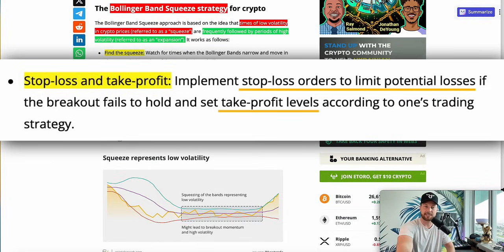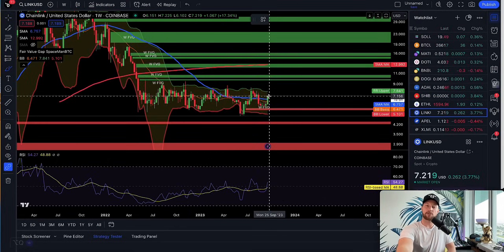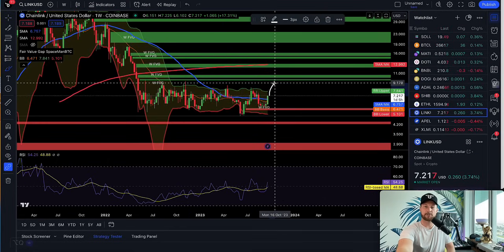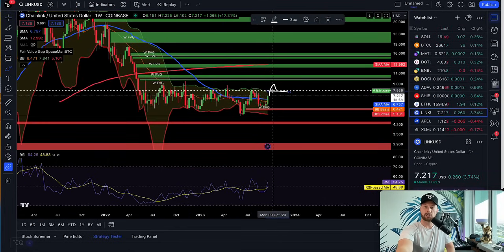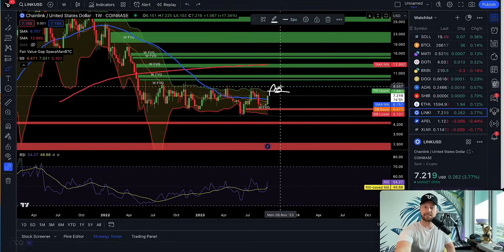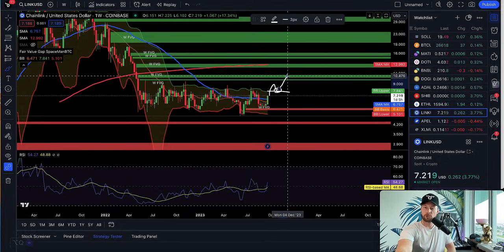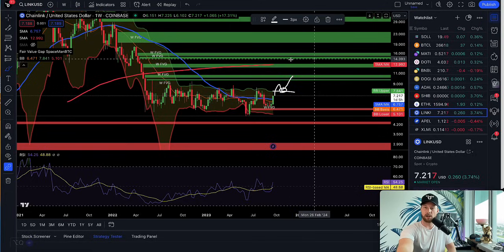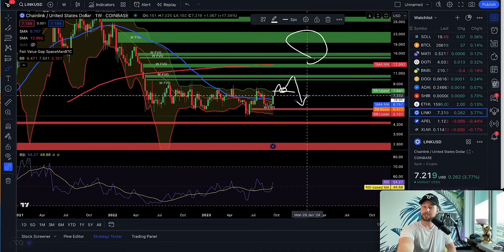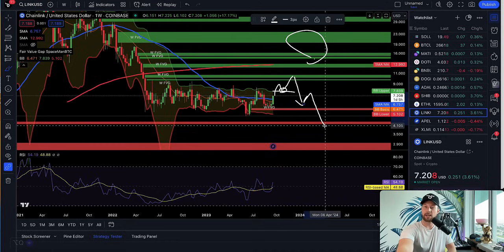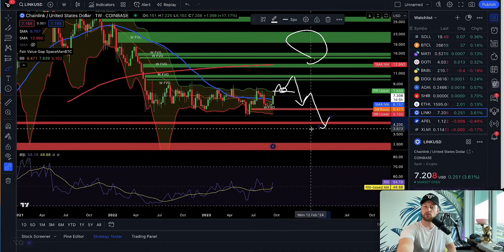So, stop loss and take profit. You implement stop loss orders to limit potential losses if the breakout fails to hold, and set take profit levels according to one's trading strategy. That would be in the case of fakeouts. For example, if Chainlink were to break to the upside of this upper Bollinger Band and you enter the trade right here on the backtest, and we see Chainlink push a little bit higher to about $10, but let's say your take profit is upwards of $15 to $30, and then Chainlink reverses back to the downside, you would want to make sure you have a stop loss. Otherwise, if Chainlink continued to the downside, you would get absolutely wrecked.